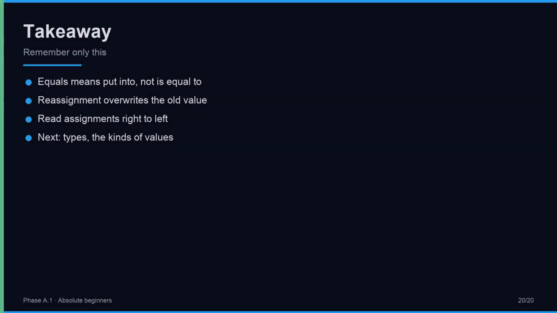The takeaway, in one line. In Python, the equals sign means put this value into that box, and doing it again to the same box replaces the old value completely. You can now answer the question we set out to answer. What does equals mean? It means assign. Read it right to left, value into box. In the next lesson we meet types, the different kinds of values your boxes can hold.